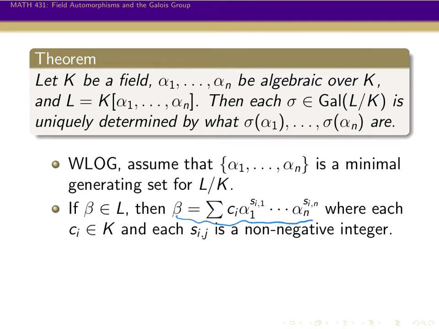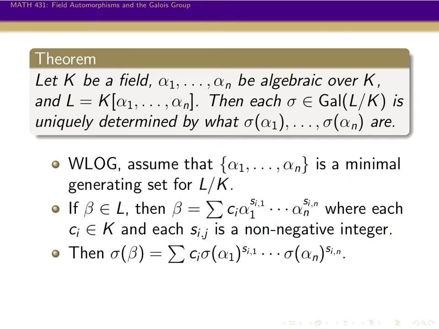This beta is equal to the sum of c_i times alpha 1 to some power times up to alpha n to some power. Here I'm really talking about a polynomial in alpha 1 through alpha n. So anything that's in the field, if alpha 1 through alpha n are generating the extension, then anything in the extension can be written as a polynomial in them.